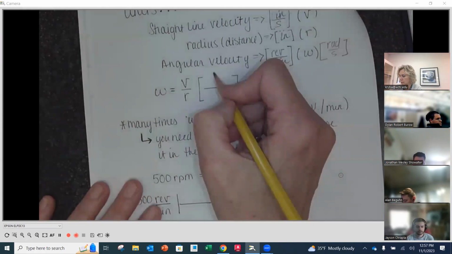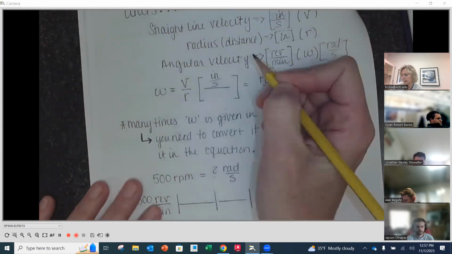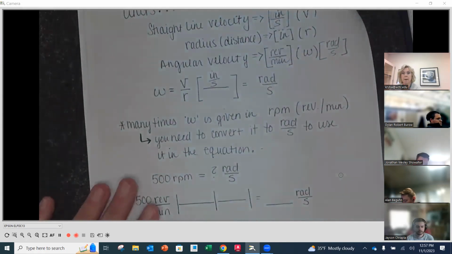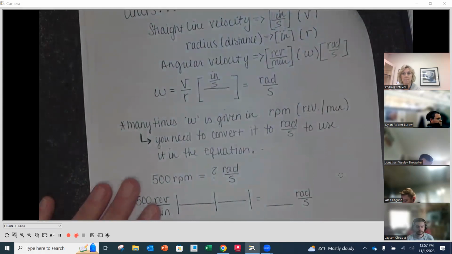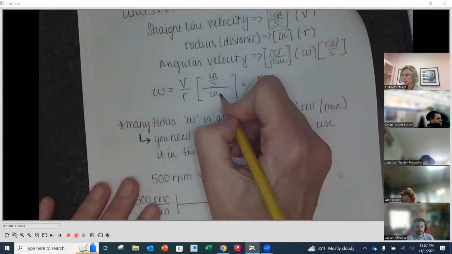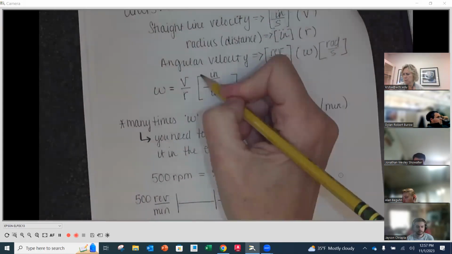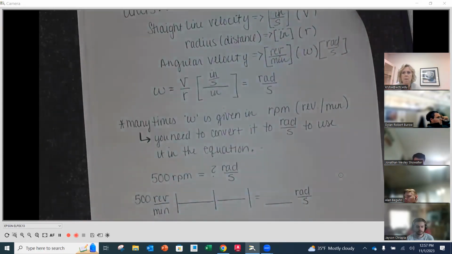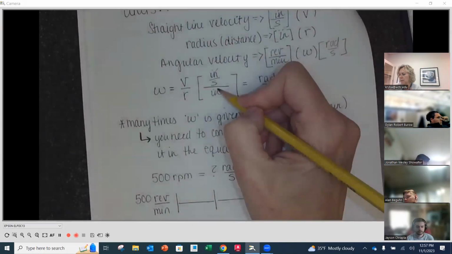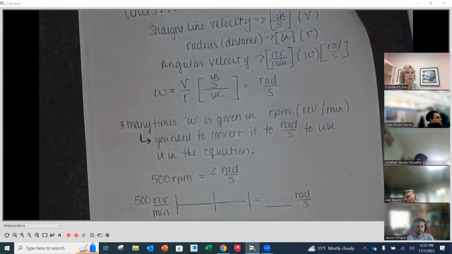On the top, we're going to use inches per second. On the bottom, we're going to use inches. When I just look at the units here, that's what those brackets are. They signify I'm going to put my units in there. That's why I have these brackets instead of parentheses. Notice that top to bottom, my inches cancel out, and I end up with nothing per second.